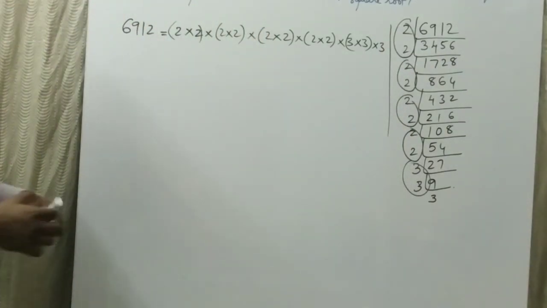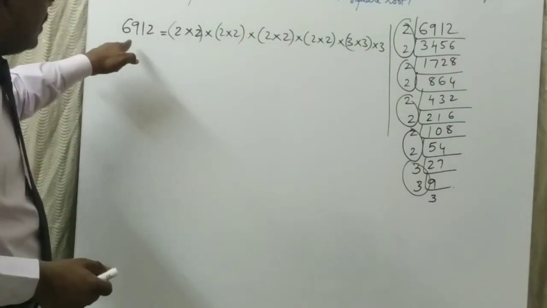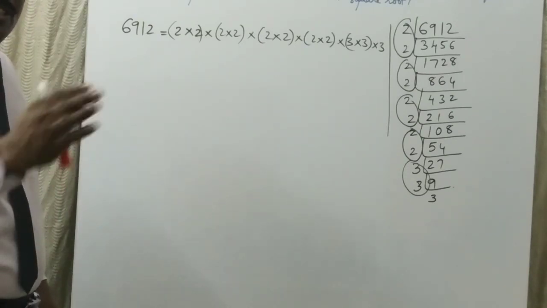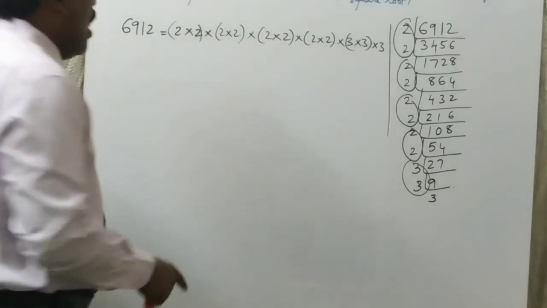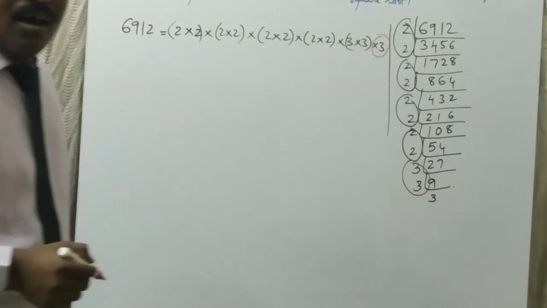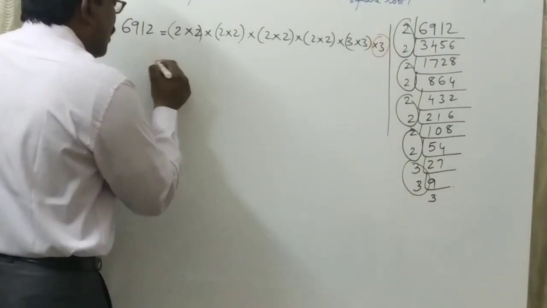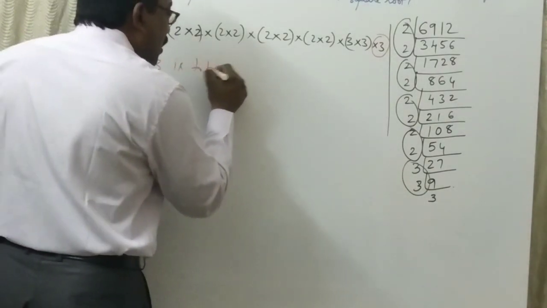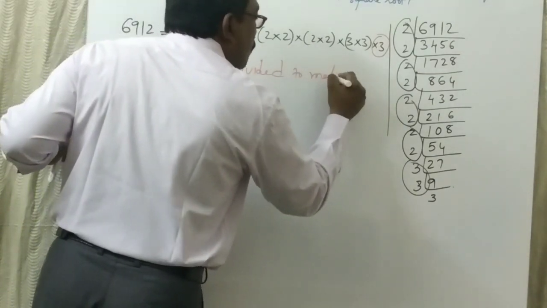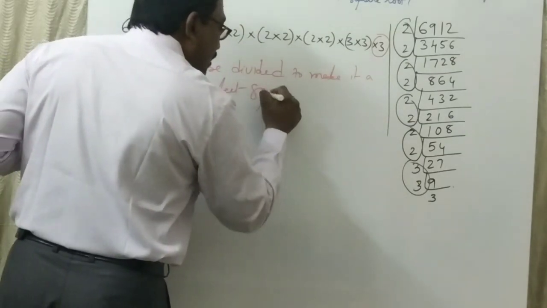Now, what is the question you see? What number is to be divided? That means 6912 is not a perfect square. Divided means you have to take it out. All are in pairs except this 3. Therefore, 3 is to be divided to make it a perfect square.